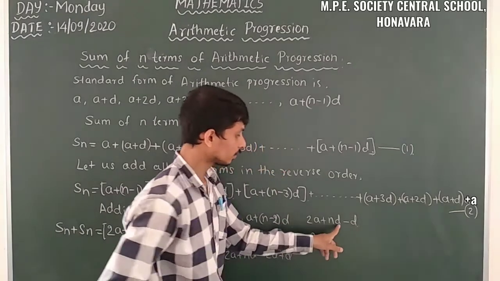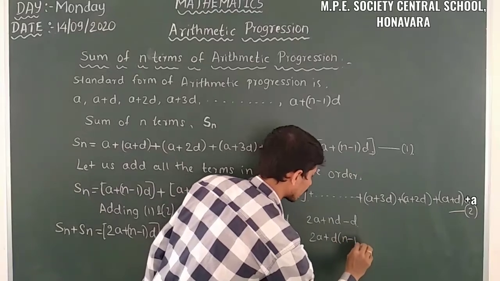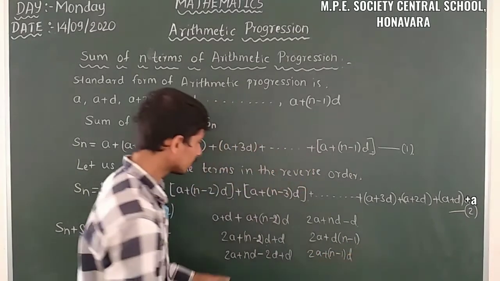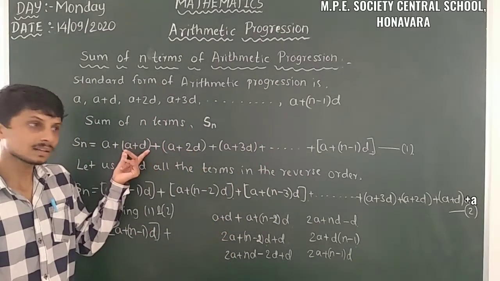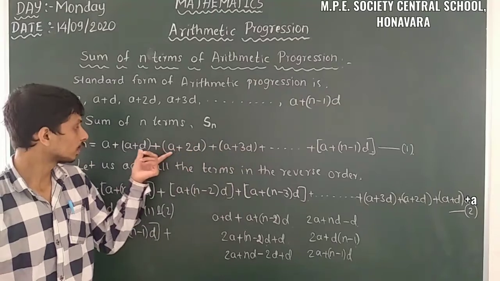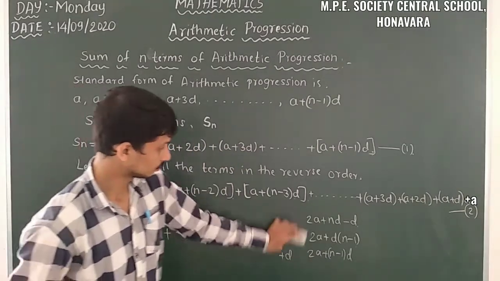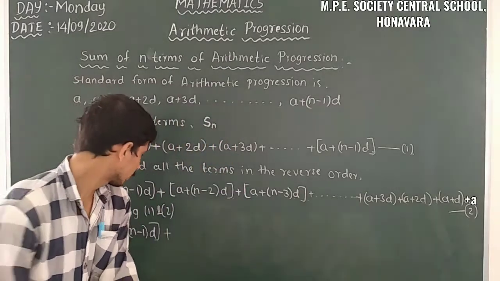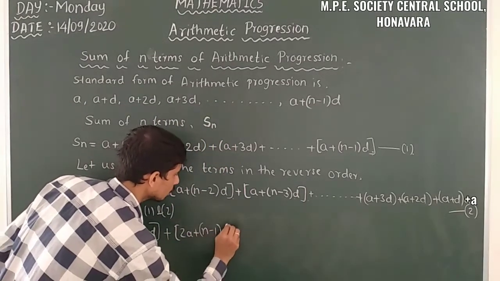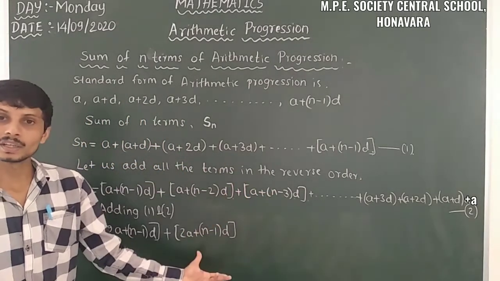2a plus, when we take d common, what happens? d into n minus 1. That means 2a plus n minus 1 into d. So when we add the second term with the second term, it comes in the same order, and when we add these terms we get 2a plus n minus 1 into d only. So up to the last term, we get like this only.